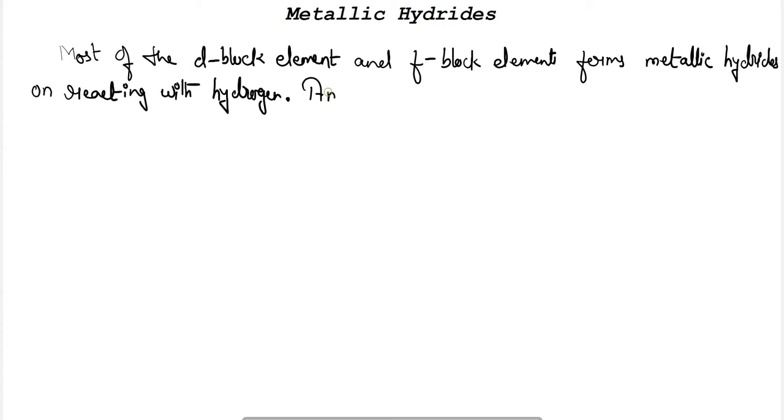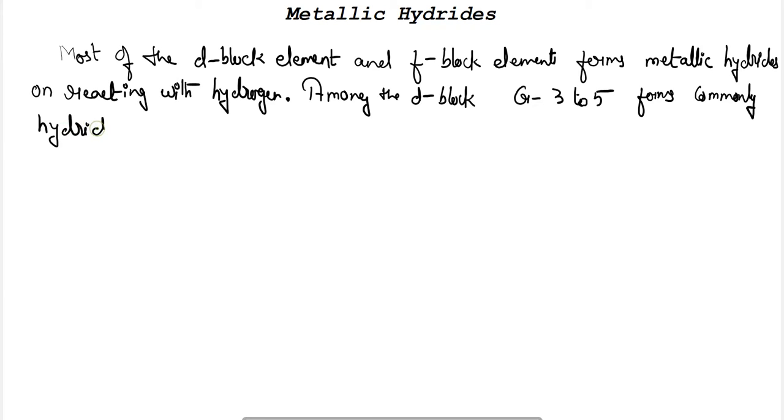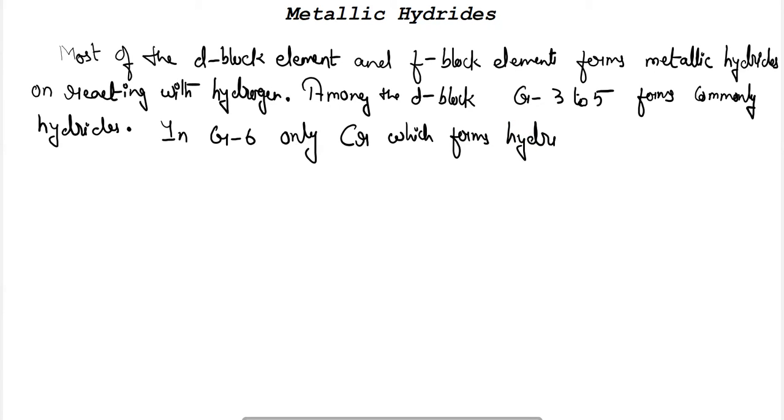Among the d block, the elements of group number 3 to 5 commonly form hydrides. In group 6, only chromium is the metal which forms a hydride.